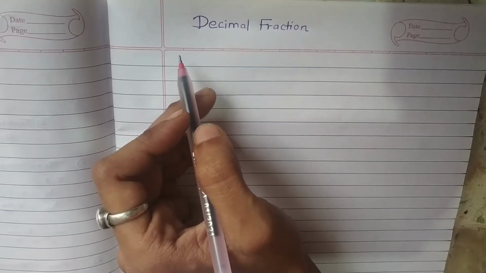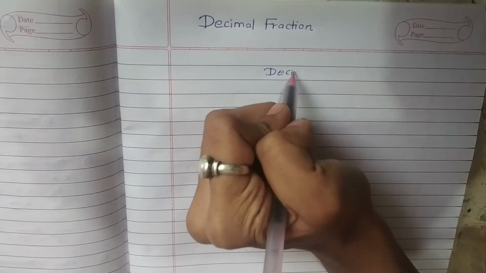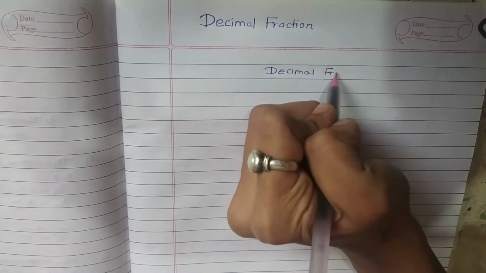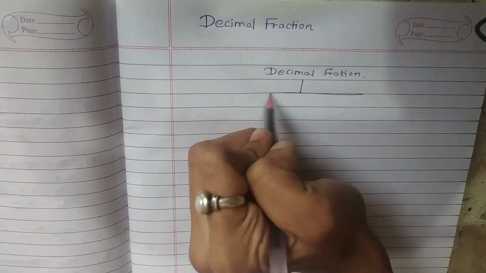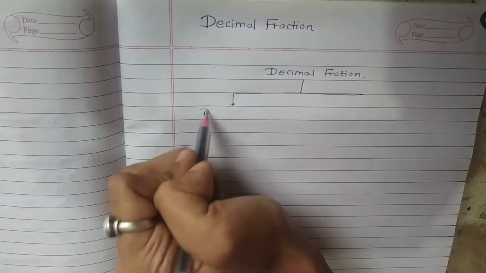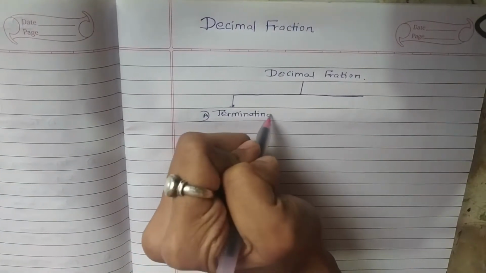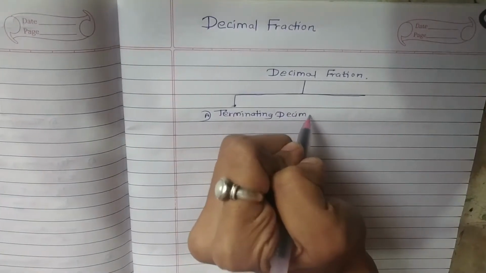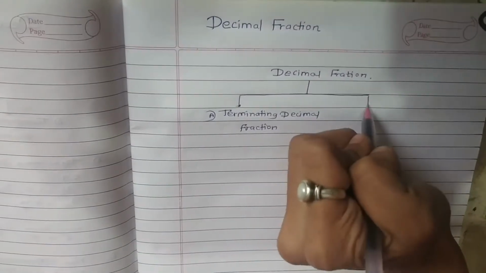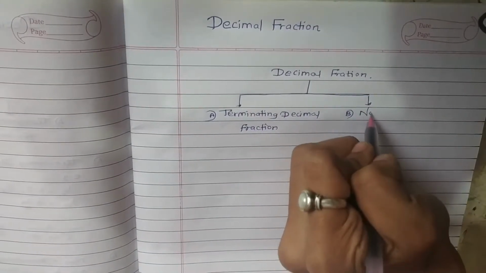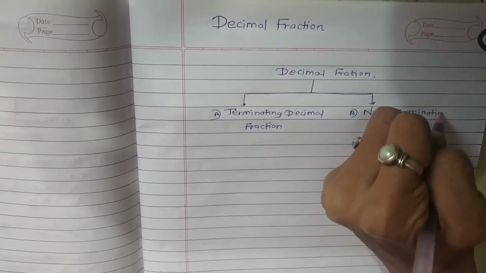In this video, I am going to explain decimal fraction and its types. There are two types of decimal fraction. First one is terminating decimal fraction, and second one is non-terminating decimal fraction.